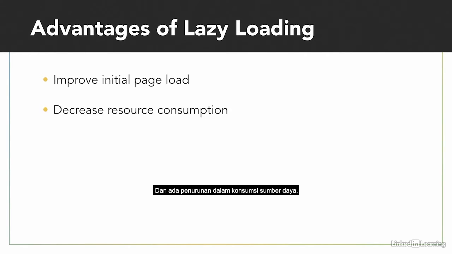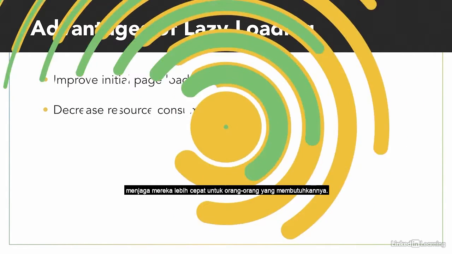And there's a decrease in the resource consumption. Because many people don't scroll down, either because they bounce or they click to another page, there are many assets that would never be seen, and it's inefficient to send them. So we're only sending files that people will actually see, which makes sense. This reduces the load on our servers and CDNs, keeping them faster for the people who do need them.